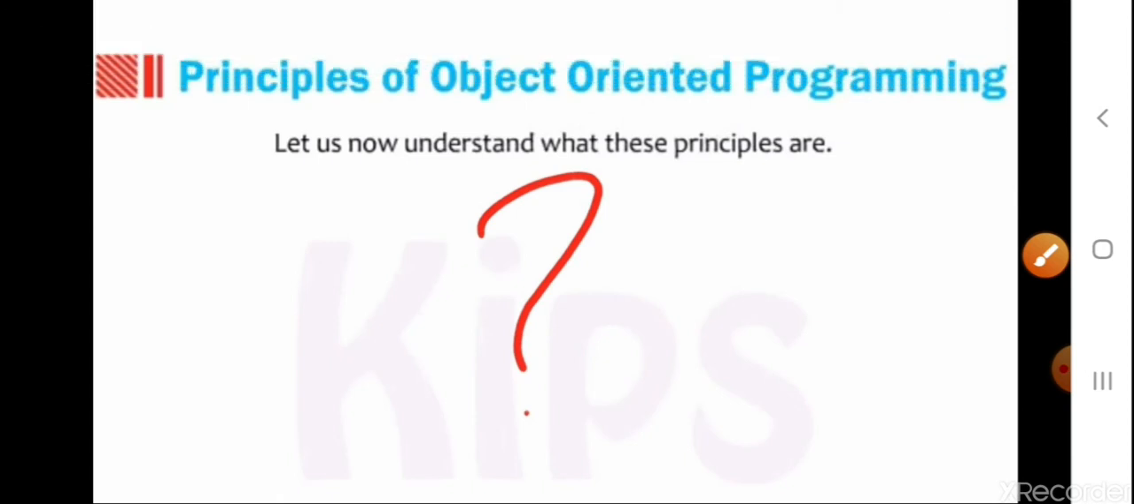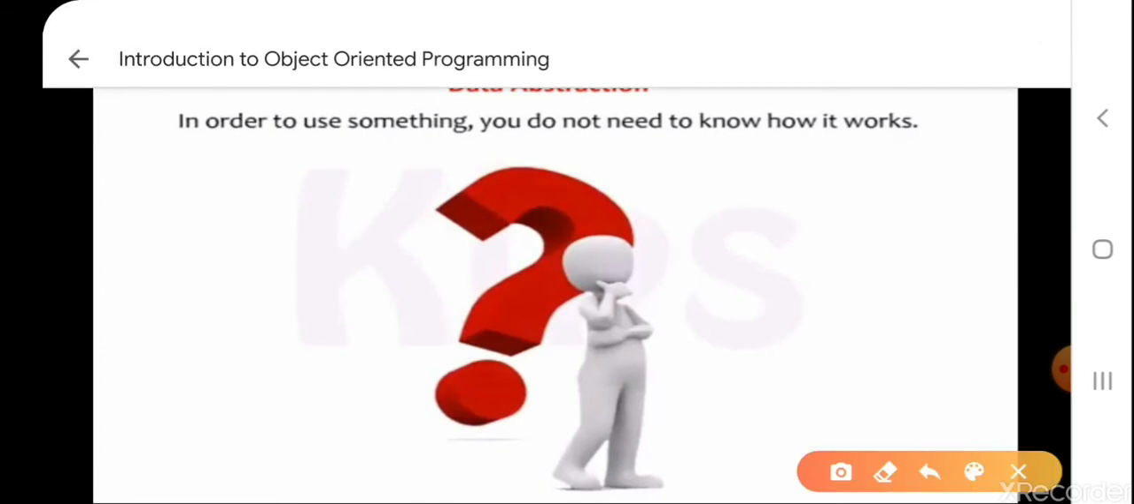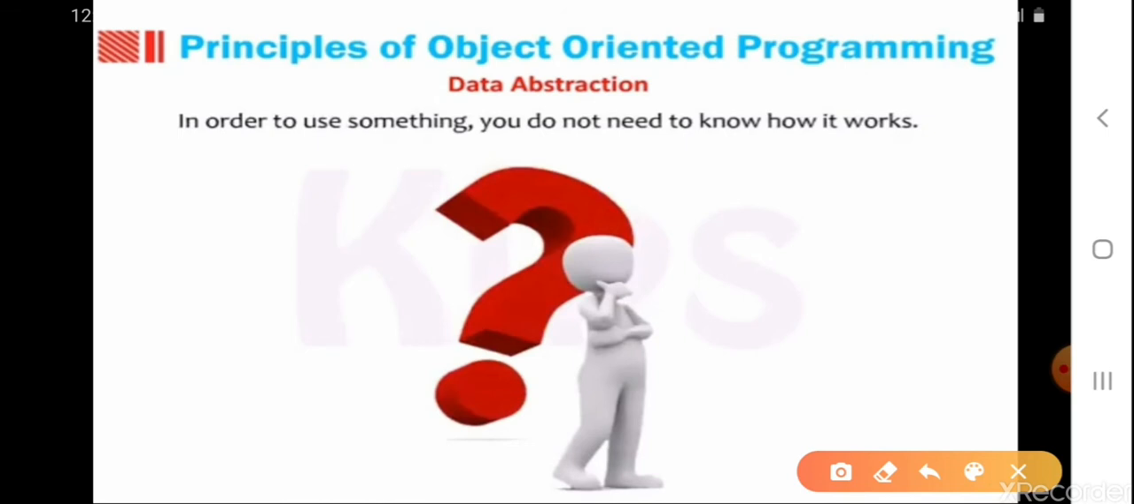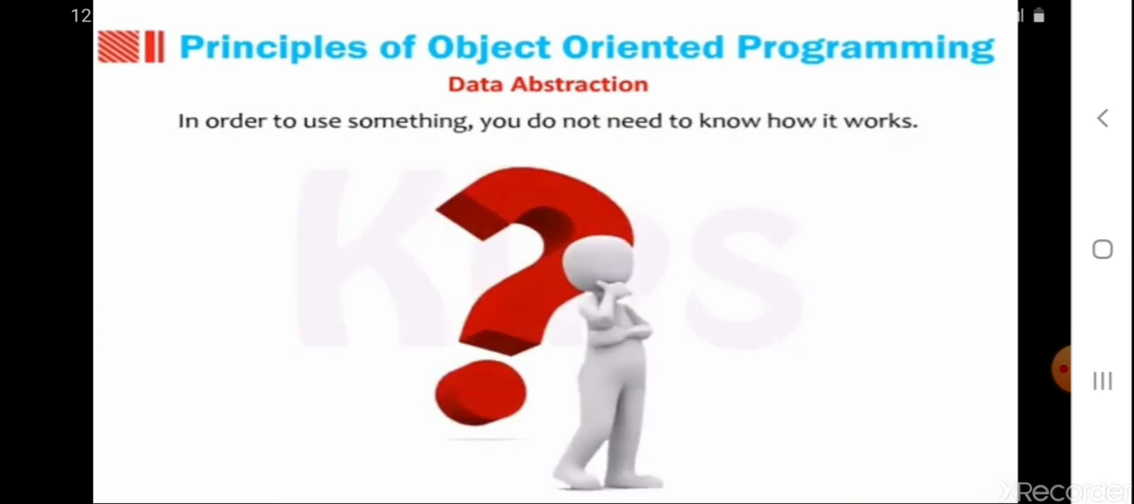Now let us understand what these principles are. We'll start with data abstraction. What is the first principle, data abstraction? In order to use something, you do not need to know how it works. If you use anything, it is not necessary that you know everything about that thing to use it.